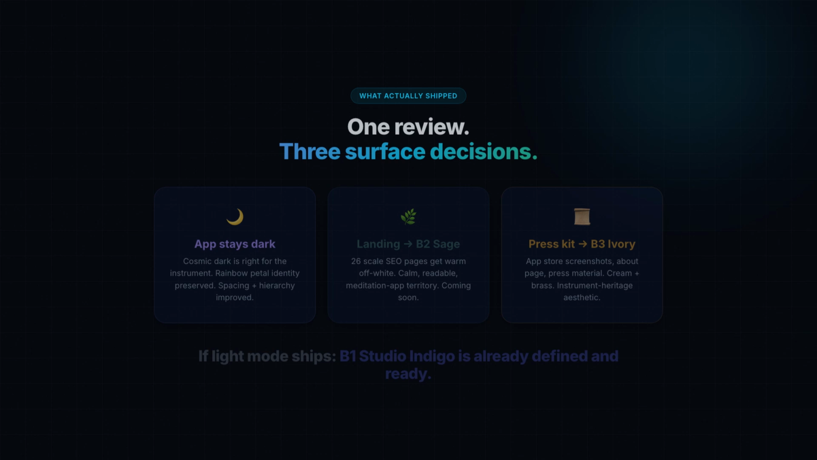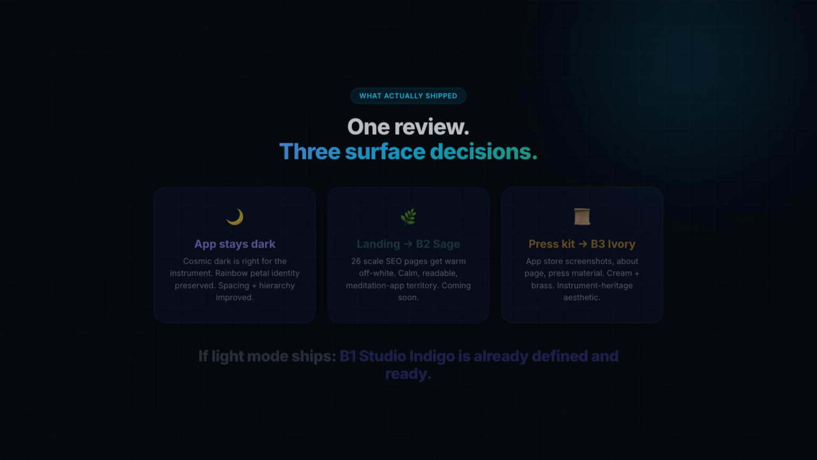But the landing page is getting a redesign toward B2 Sage. The SEO pages for each scale, 26 of them, need a calmer, more readable surface. Warm off-white, dark ink, the drum as a hero element. That's coming. The marketing materials, press kit, App Store screenshots, and about page are moving toward B3 Ivory, cream, brass, instrument heritage aesthetic. That's the right register for editorial and print contexts.